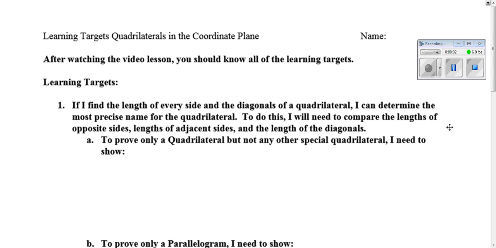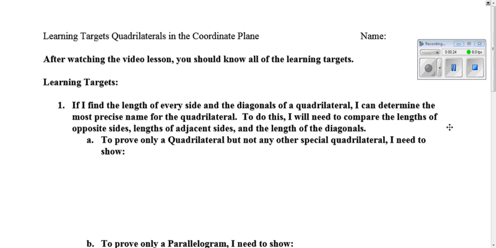All right, so we're going to work with our quadrilaterals in the coordinate plane. By this point, you should have finalized and completed working with all your quadrilaterals: parallelogram, rectangle, rhombus, square, trapezoid. You should know all the properties, and you should have gone back into each packet and filled in those first sheets to help you organize your thoughts. Likewise, this packet has that as well.